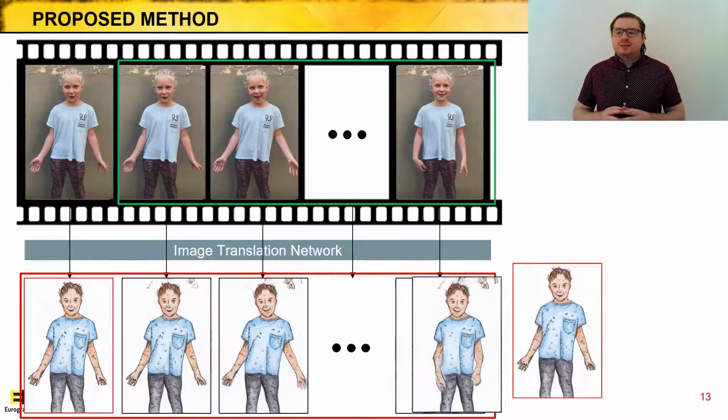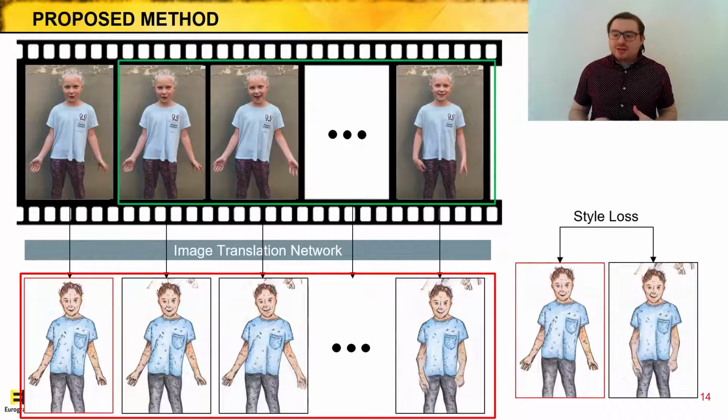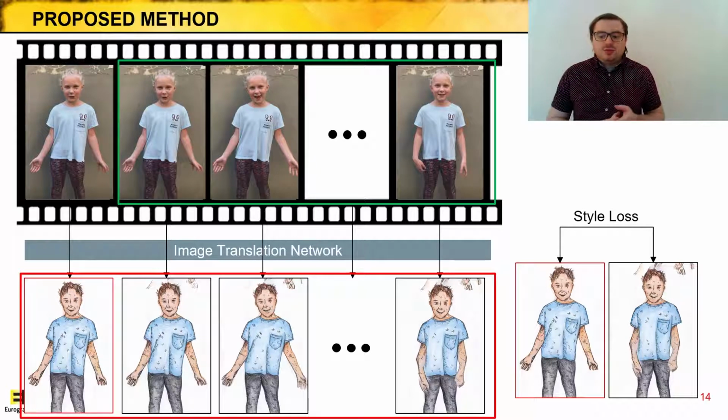Therefore, we employ a style loss between the stylized image our artist created and what our network predicts for non-keyframe inputs. The purpose of this loss is twofold. One, to ensure that the frames of the given sequence have consistent stylization, and two, to prevent overfitting on a single keyframe.